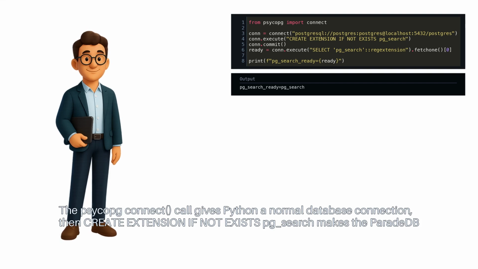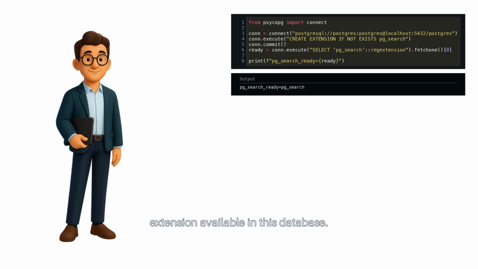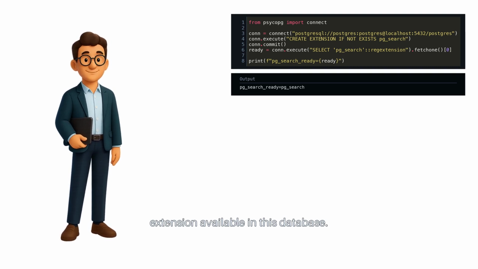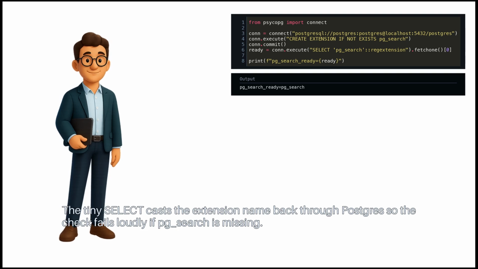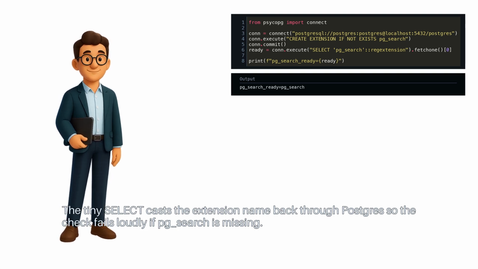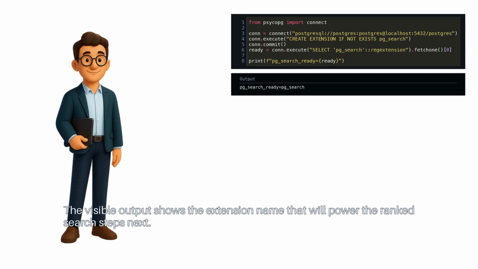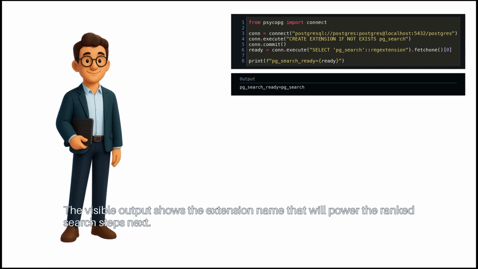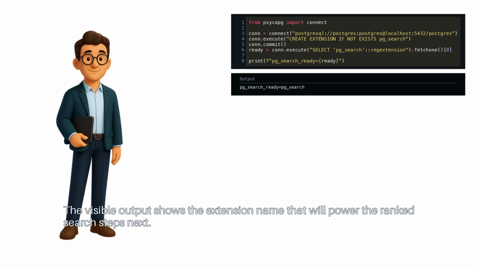Then CREATE EXTENSION IF NOT EXISTS pg_search makes the ParadeDB extension available in this database. The tiny select casts the extension name back through Postgres, so the check fails loudly if pg_search is missing. The visible output shows the extension name that will power the ranked search steps next.